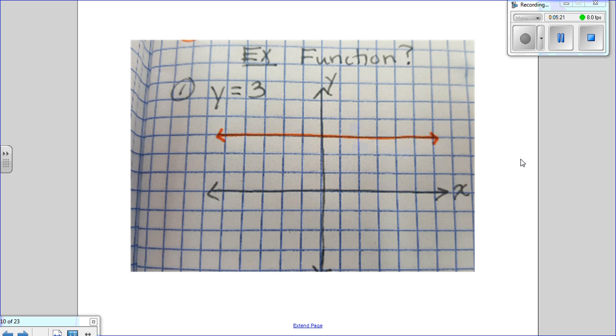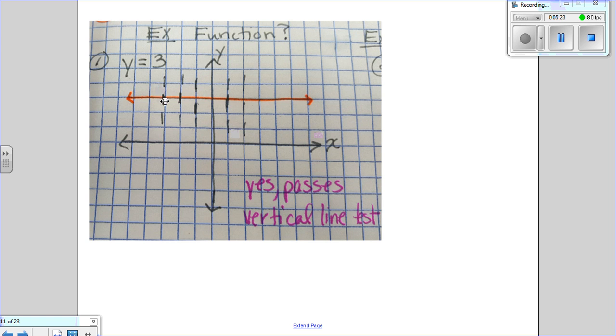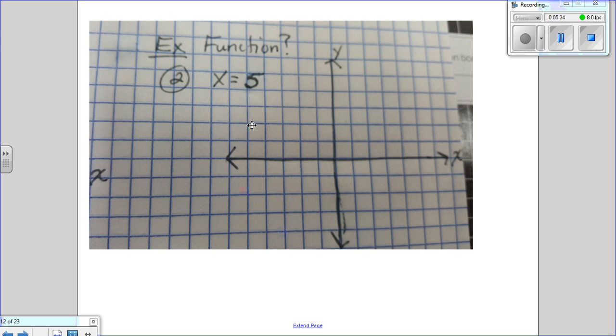And if you see all these lines that I drew, it only goes through that one point there. So this one does pass. So yes, this is a function. It passes the vertical line test. Okay. Another example, x equals 5.